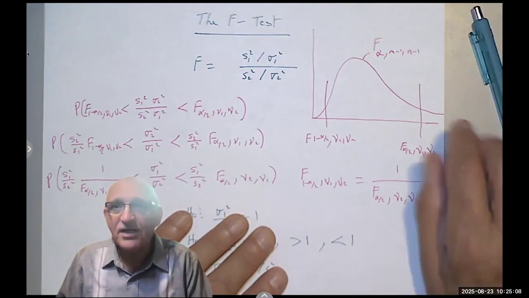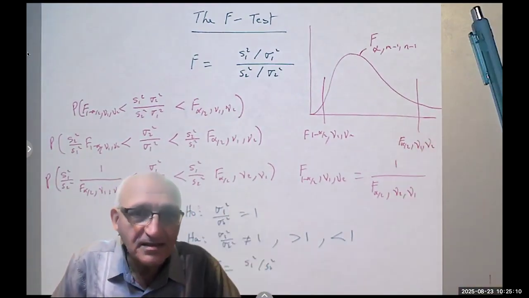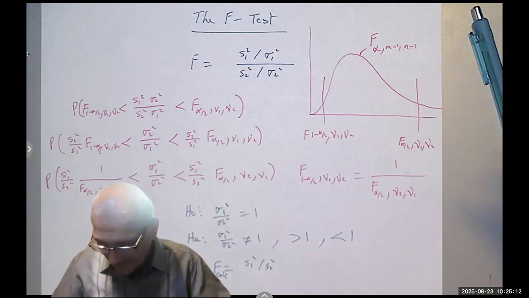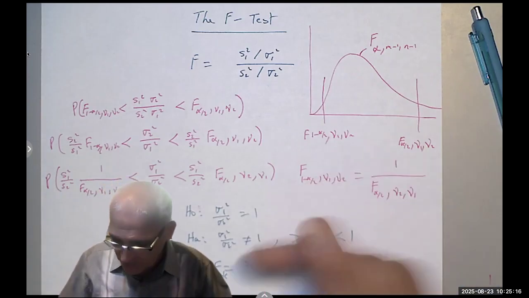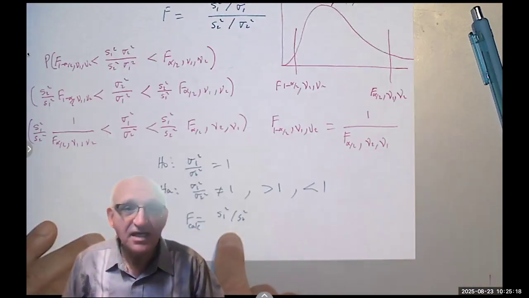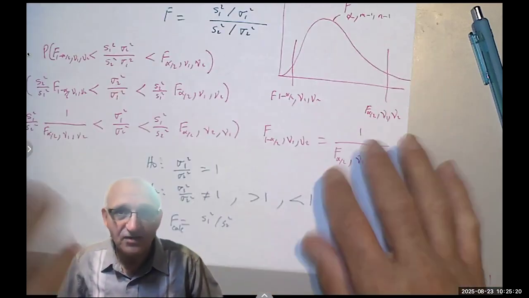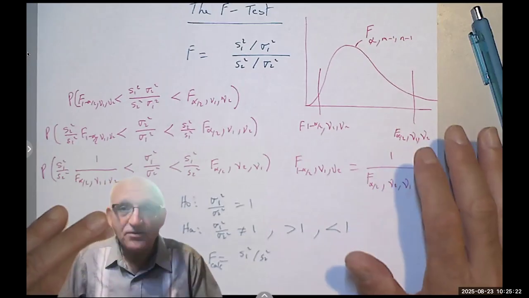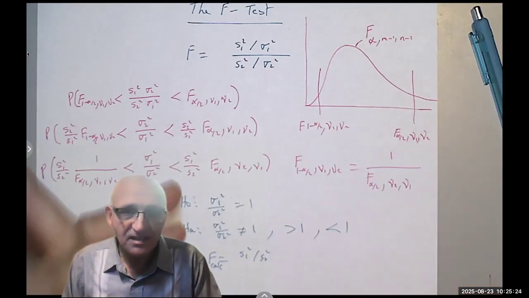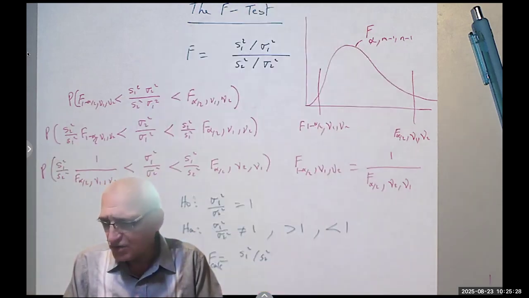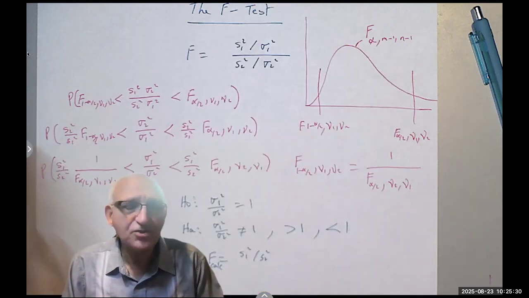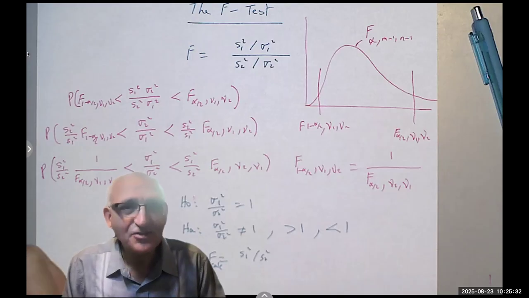Okay, so that's it for today, and I hope it wasn't that bad. I mean, it's pretty straightforward. You are just dividing S1 squared over S2 squared and seeing whether they fall within the limits. Okay, as I mentioned, next time we'll see how we do that with RStudio, and it would probably be a short session.